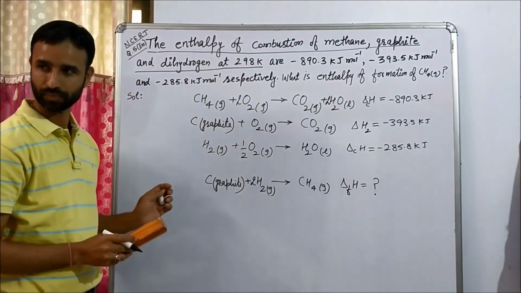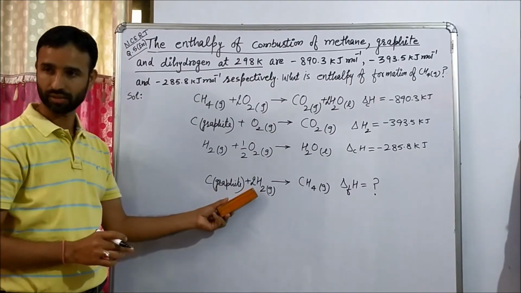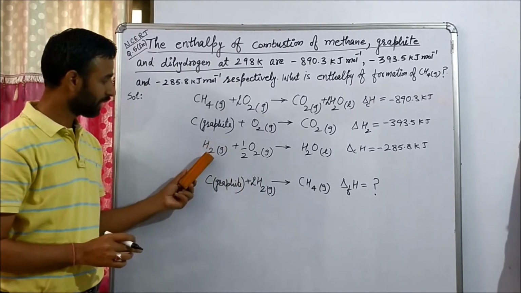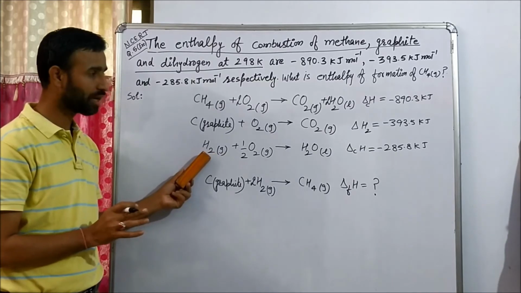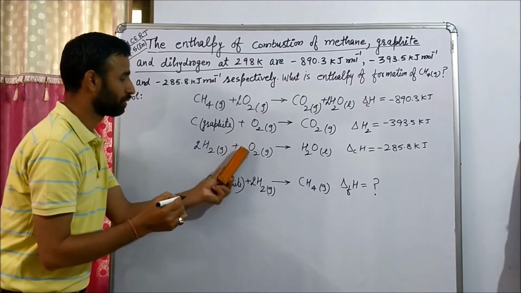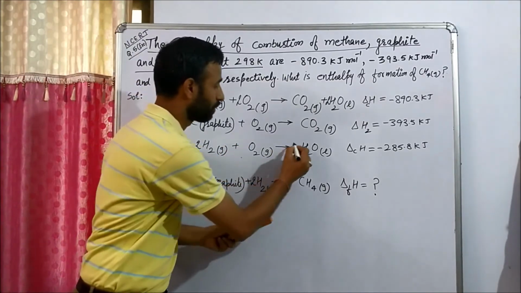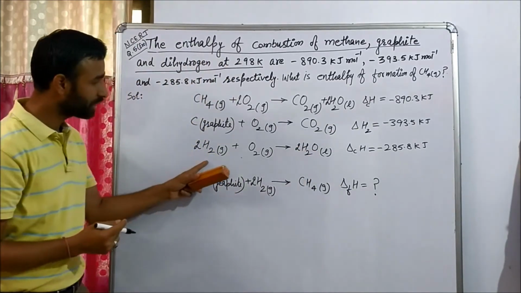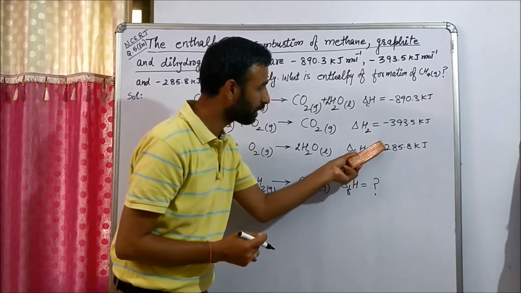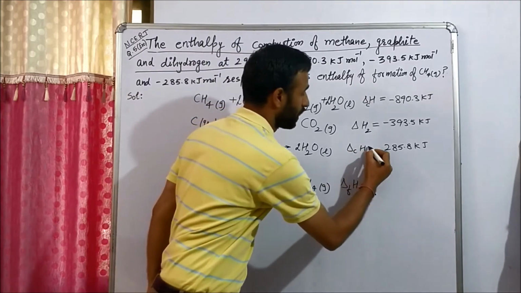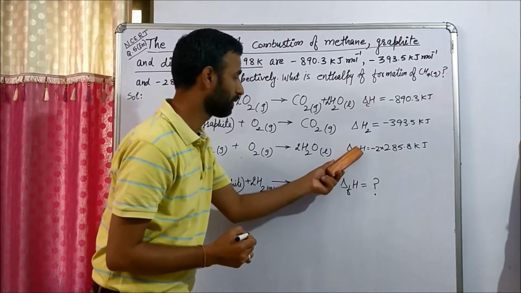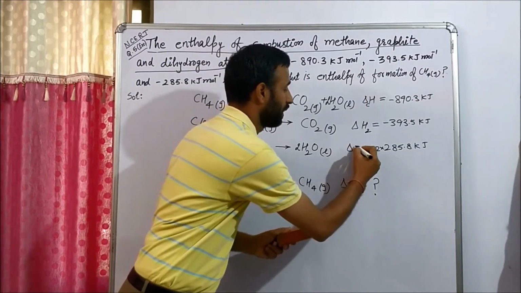delta H2. Now, hydrogen gas. How many moles? 2, on the left side. Here H2 is on the left side, but moles are 1. So we multiply it by 2. If we multiply this equation by 2, we have to multiply the same number with the enthalpy. So that becomes minus 2 into this, and take it as delta H3.